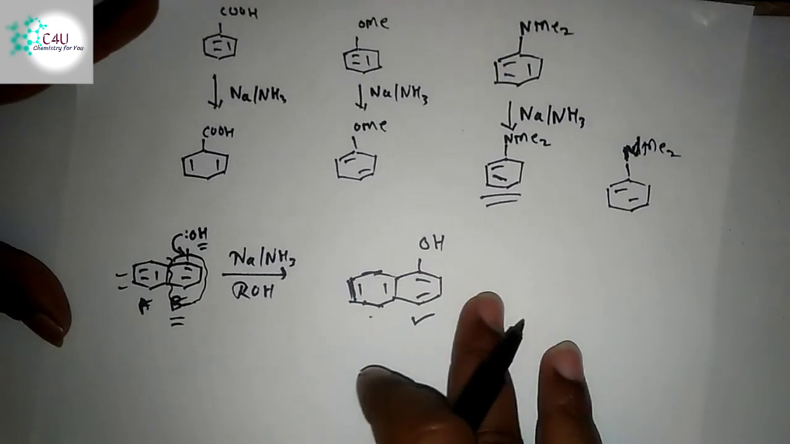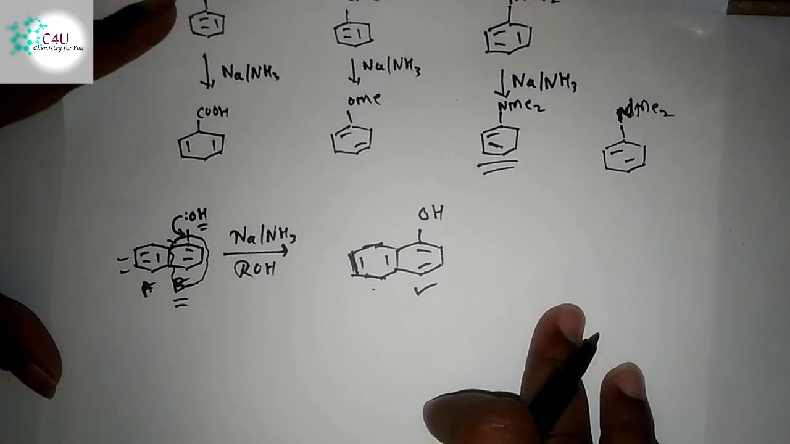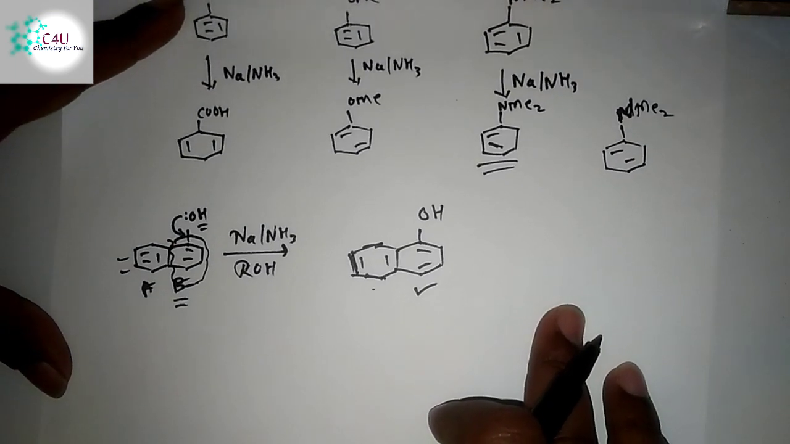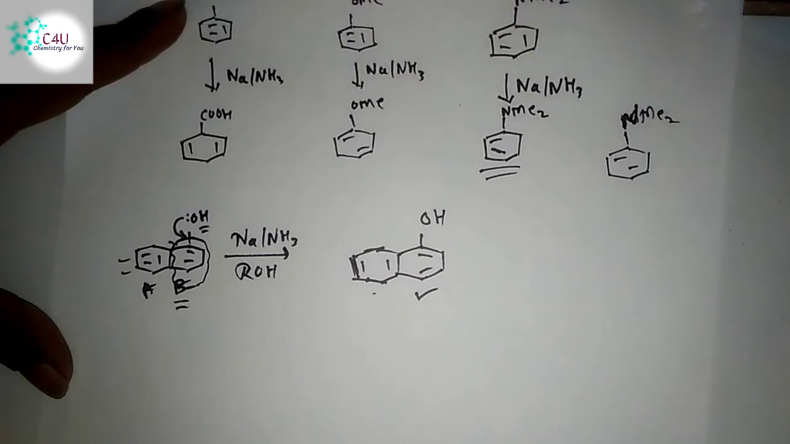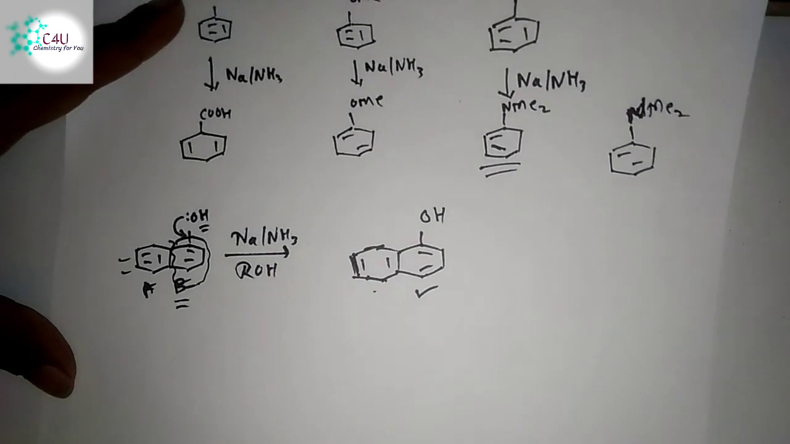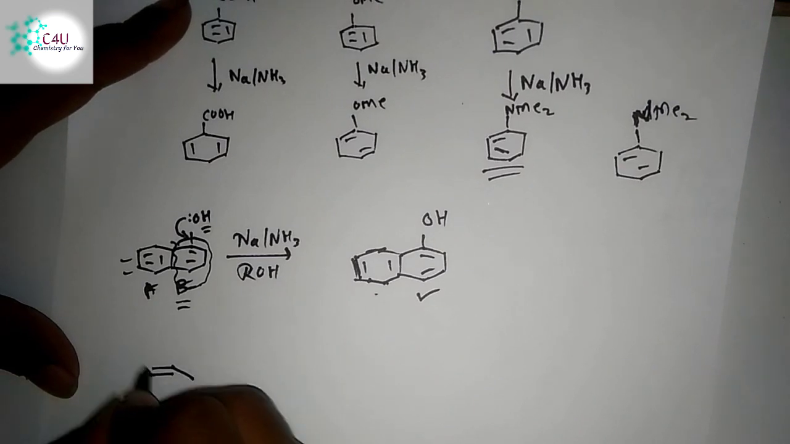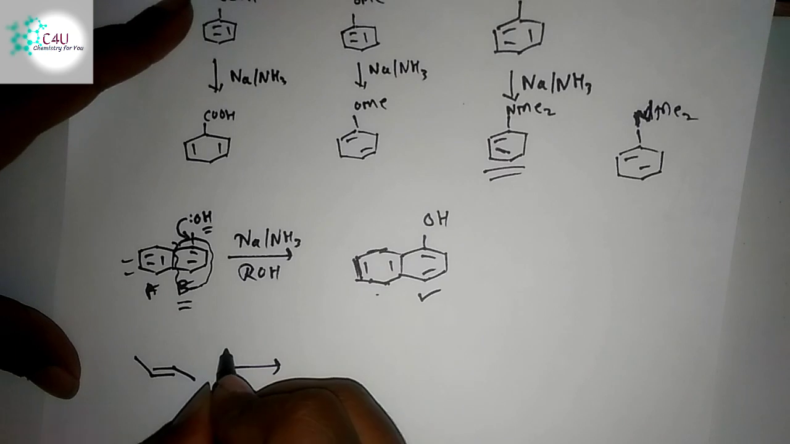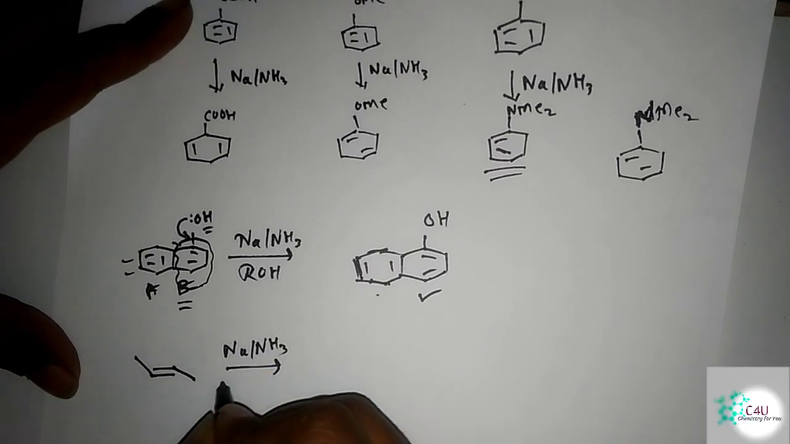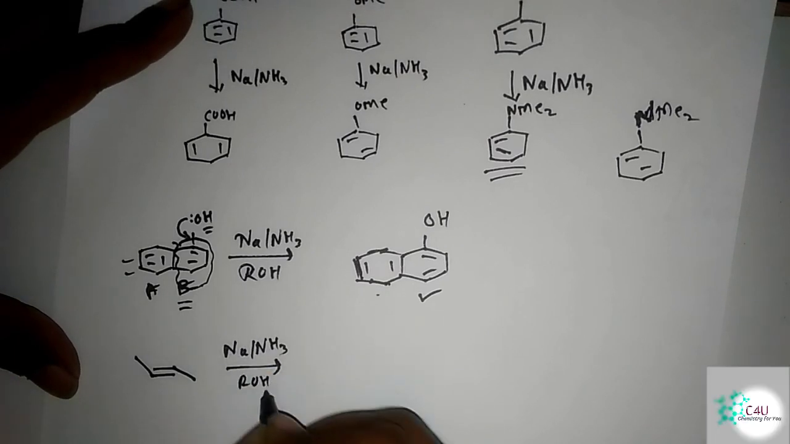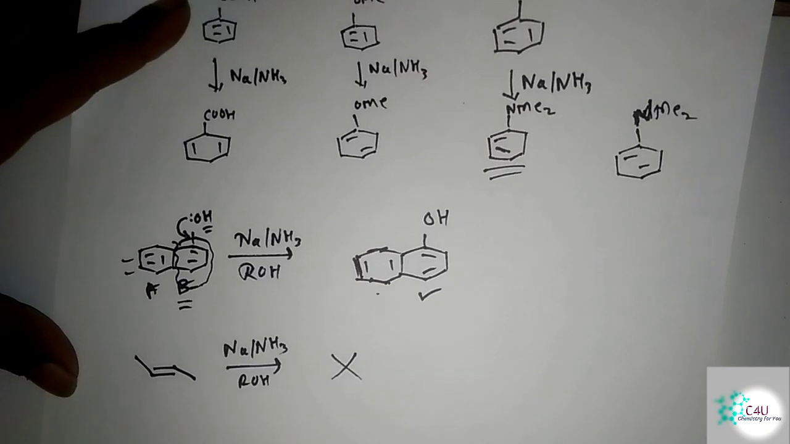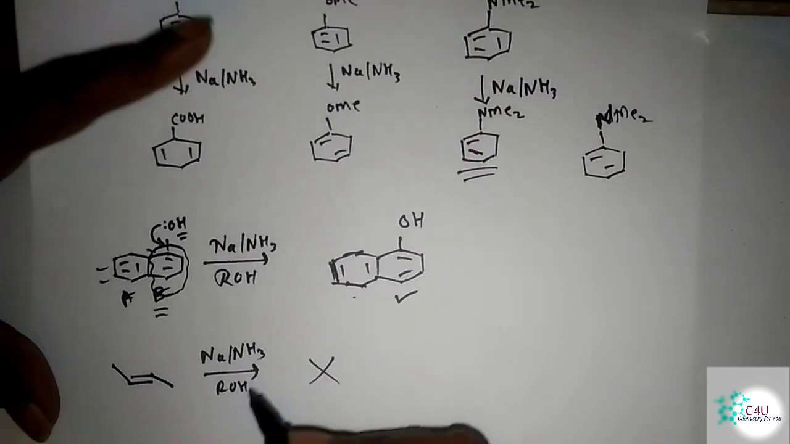Okay, so now we have another example. We know that in the Birch reduction alkynes are reduced, but if you are given any isolated alkene with sodium and conditions like ROH, the reaction doesn't go. If anyone asks you such a case, then the reaction doesn't go.